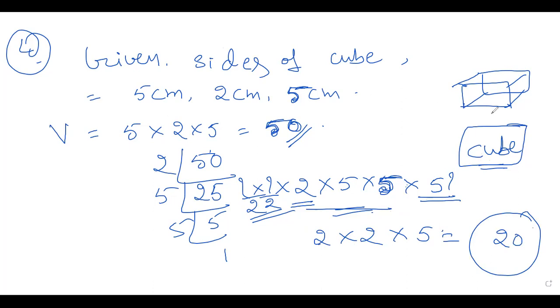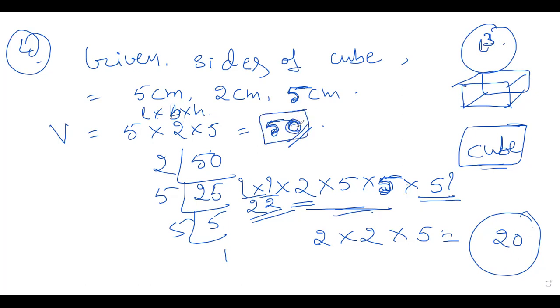Okay, children, if they have given the sides, length, breadth, height of a cuboid, find the volume first. Volume is nothing but L into B into H. For a cube, all the sides are equal, so it is L cube. Volume of cuboid is L into B into H. So length is 5, breadth is 2, height is 5. So the volume is 50.